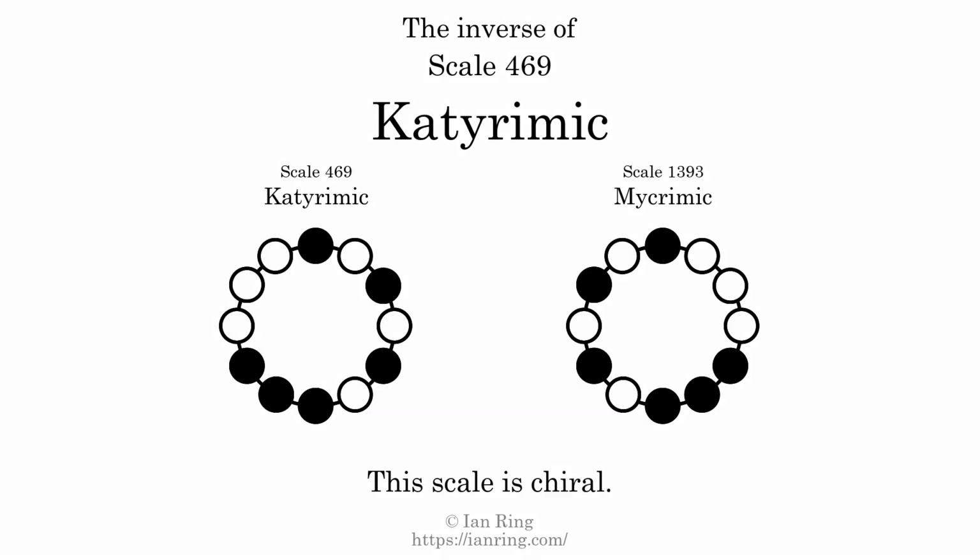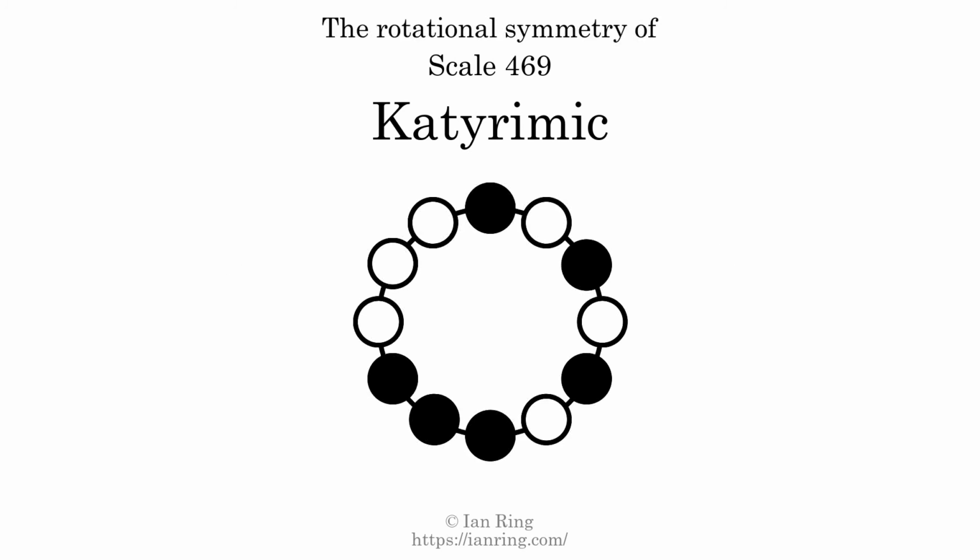The inverse of a scale is a mirror image. It is what you get when the sequence of intervals is reversed. The inverse of this scale is scale 1393, also known as micremic. This scale is chiral. It cannot transform into its inverse by rotational transformation. This scale has no rotational symmetry.